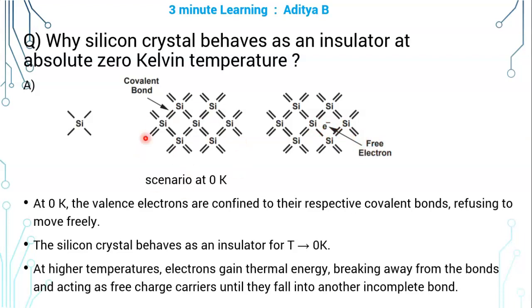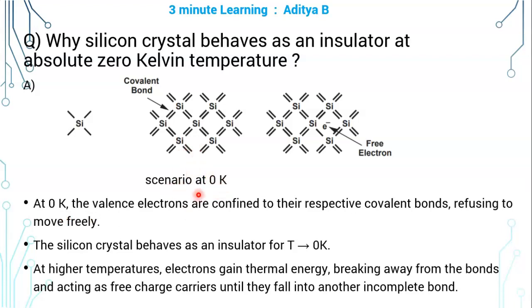As at 0 Kelvin temperature there are no free electrons, silicon acts as a perfect insulator. At 0 Kelvin temperature, the valence electrons are confined to their respective covalent bonds, refusing to move freely. The silicon crystal behaves as an insulator for T equal to 0 Kelvin.